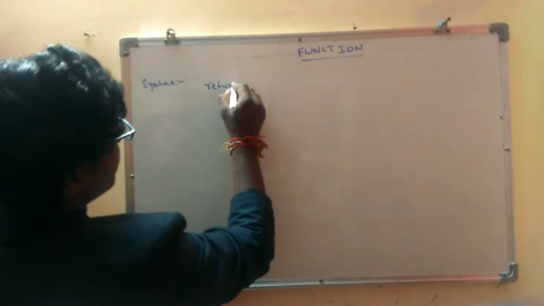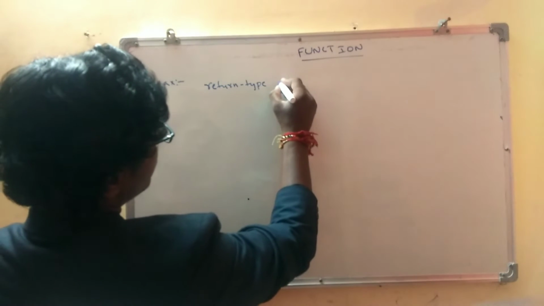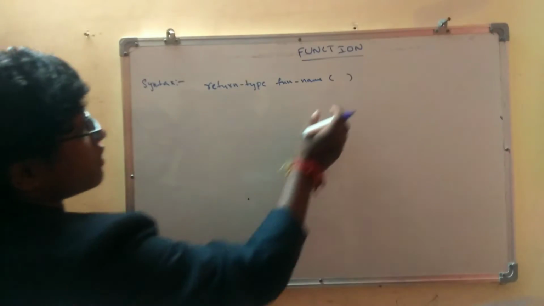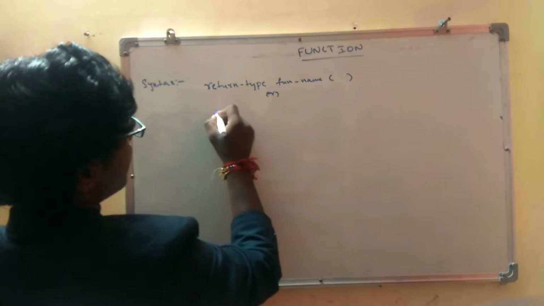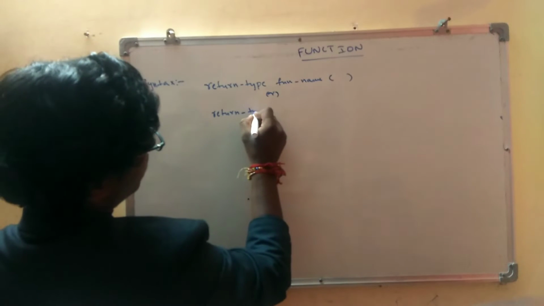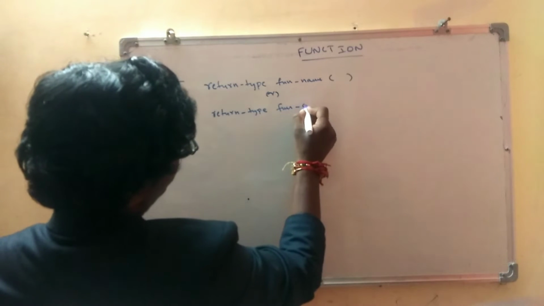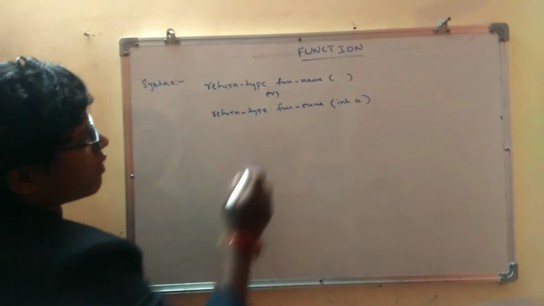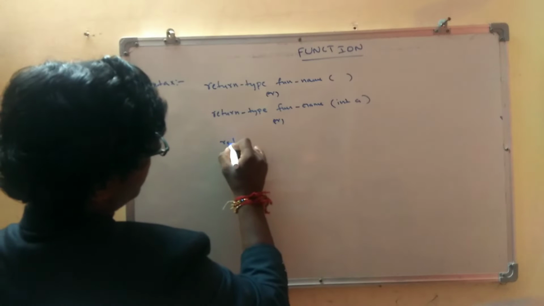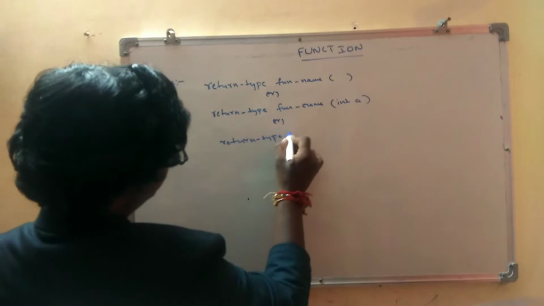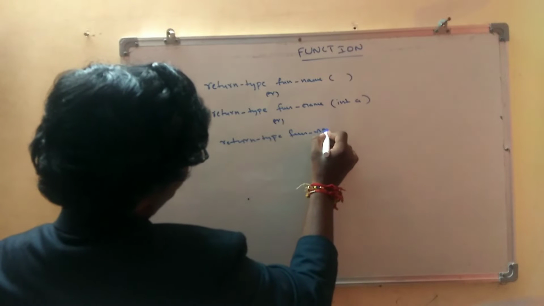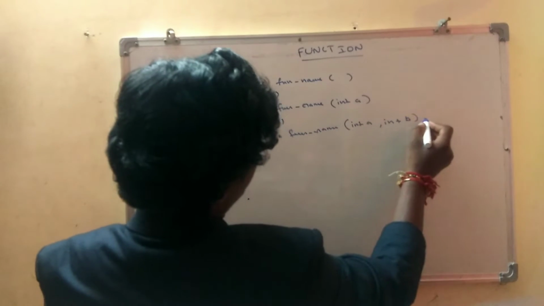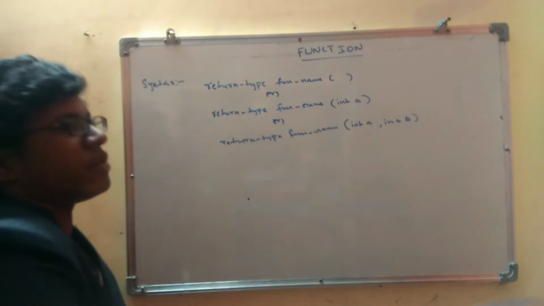Return type, function name, parameter. So this is the default parameter. Or we can write return type, function name, int a. This is a single parameter. Or we can write return type, function name, and a double parameter. This is how we write the syntax for a function.